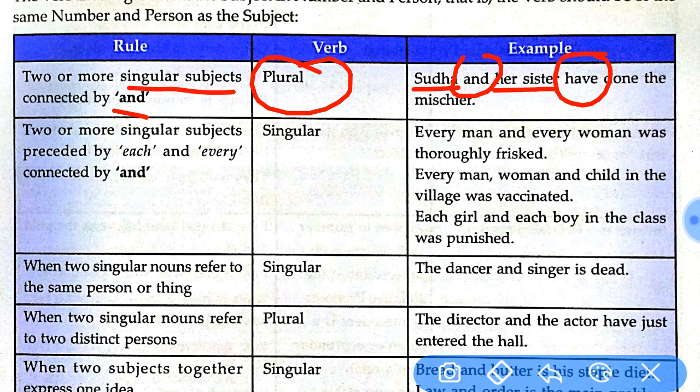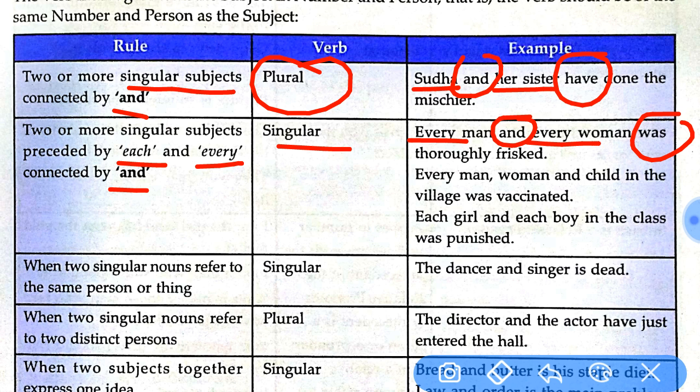In the same way, with two or more singular subjects preceded by each or every and connected by and, the verb is singular. So whenever the subjects are connected with each and every, it will be a singular subject. Though it is connected with and, if the word each or every comes, it will become singular. For example, every man and every woman was. So you understood the difference between using singular and plural when sentences are joined with and. There are still more rules using and, which will come next.